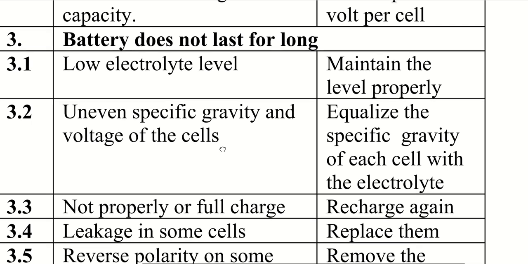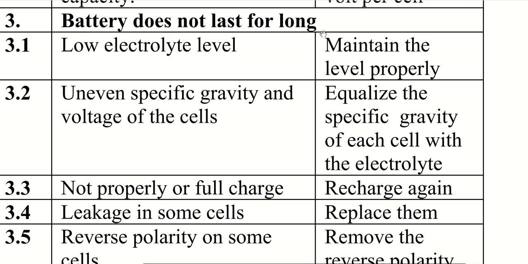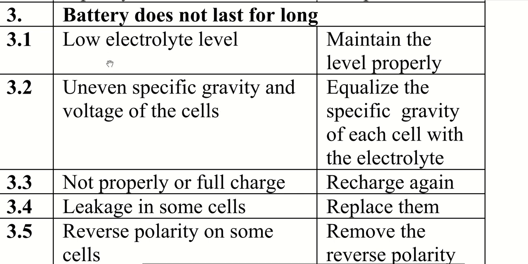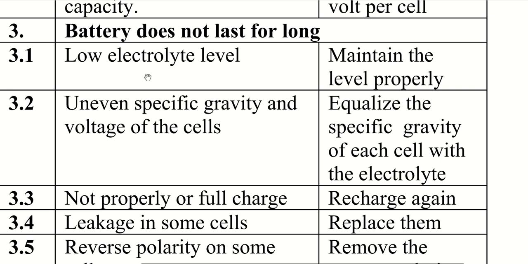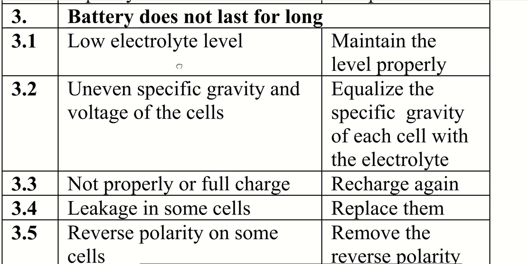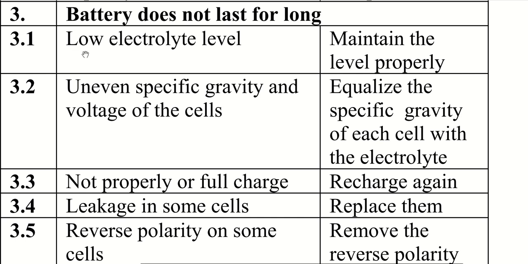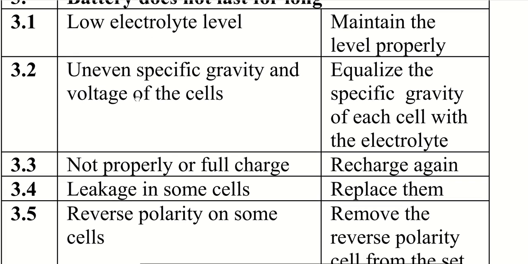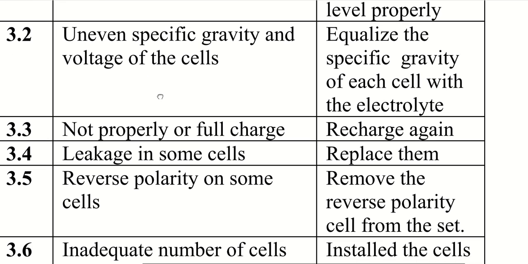The problem is that the battery does not last for long. Low electrolyte level. This problem happens sometimes at the inverter level, when we are using a lead acid cell for the inverter. The electrolyte level goes low because we don't check regularly, and that is why the battery does not last for a long time. It does not give you backup. So maintain the level properly. Keep on checking it from time to time so that the electrolyte level does not go very low.